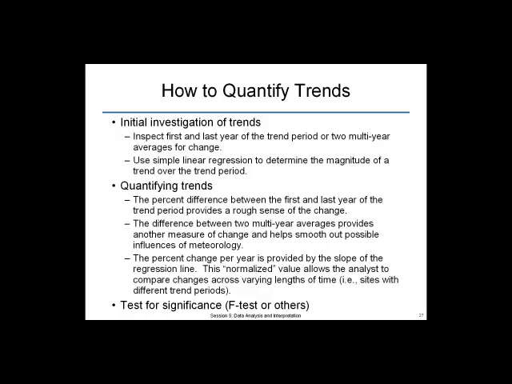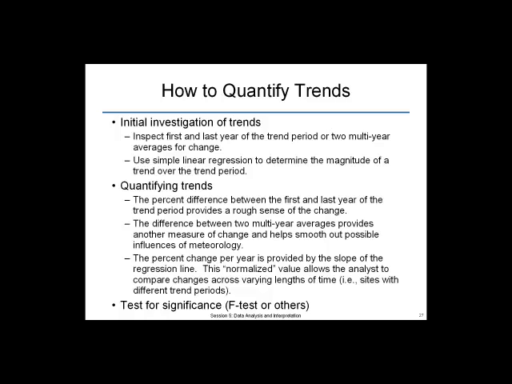So there are other quantification methods. Percent difference between the first and last year gives you some rough sense of the change, but you need to look at your data before you use those numbers, because you might just have hit a low year at the beginning and the end. You can also look at the difference between two multi-year averages, and I'm going to show you an example of a trend where you really needed to do that, because if you looked at the data, there were just two different data sets that you need to handle separately.